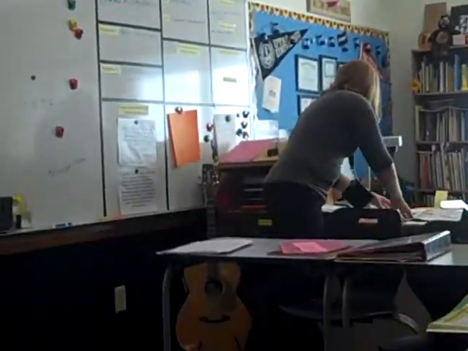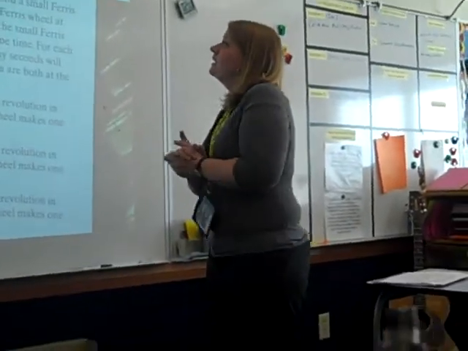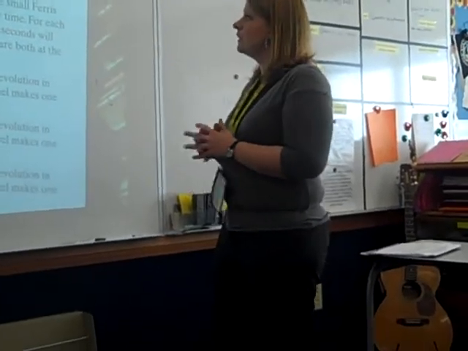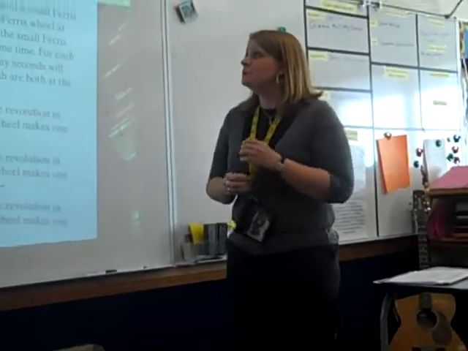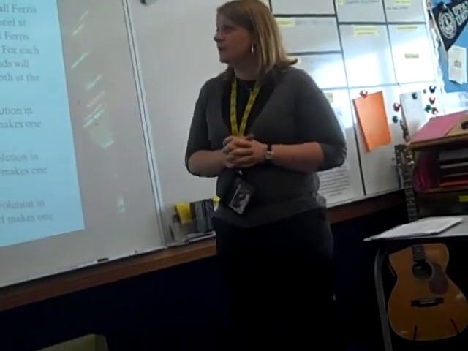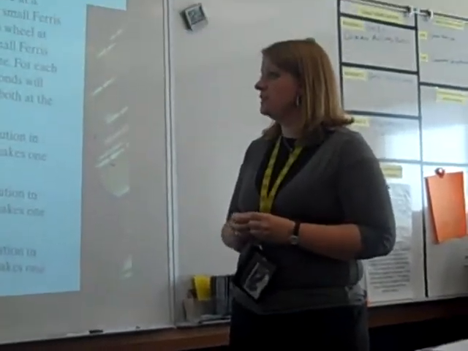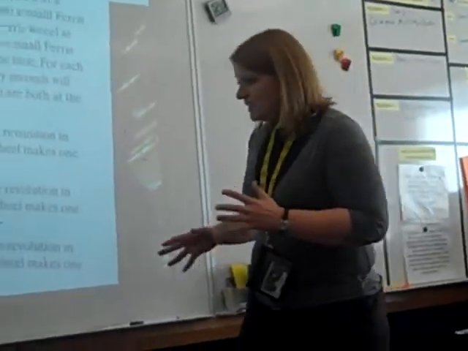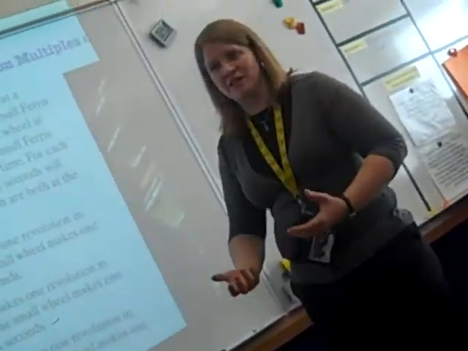So, today we're going to do some problems having to do with a Ferris wheel. All right, so here's our problem. Jeremy and his little sister Deborah are at a carnival. There are both a large and a small Ferris wheel. Jeremy gets on the large Ferris wheel at the same time as his sister gets on the small Ferris wheel. The rides begin at the same time. For each situation below, decide how many seconds will pass before Jeremy and Deborah are both at the bottom again. Okay? So we've got two different Ferris wheels, and they take a different amount of time to go around. We're going to try and figure out when they're going to be at the bottom at the same time.